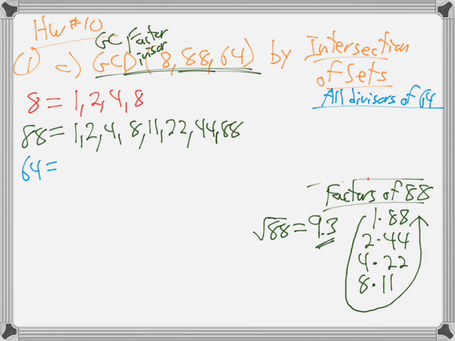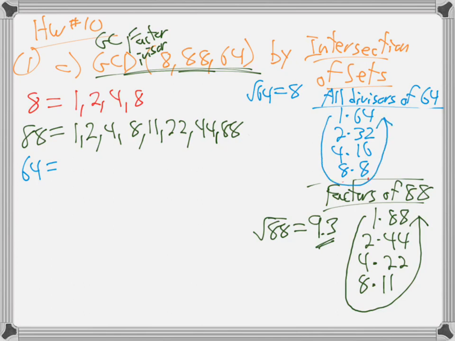All right, so for 64, the square root of 64 is 8. So 8's as far as we need to check, and then they'll start repeating. So 1 times 64, 2 times 32. 3 doesn't work. You can try it in your calculator. It doesn't go. 4 times 16. 5 doesn't work. 6 doesn't work. 7 doesn't work. 8 times 8. So there we go. So go from low to high like that.